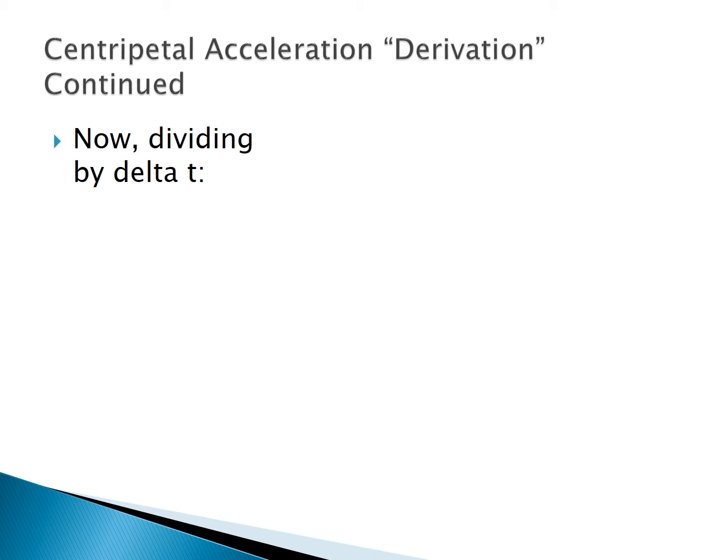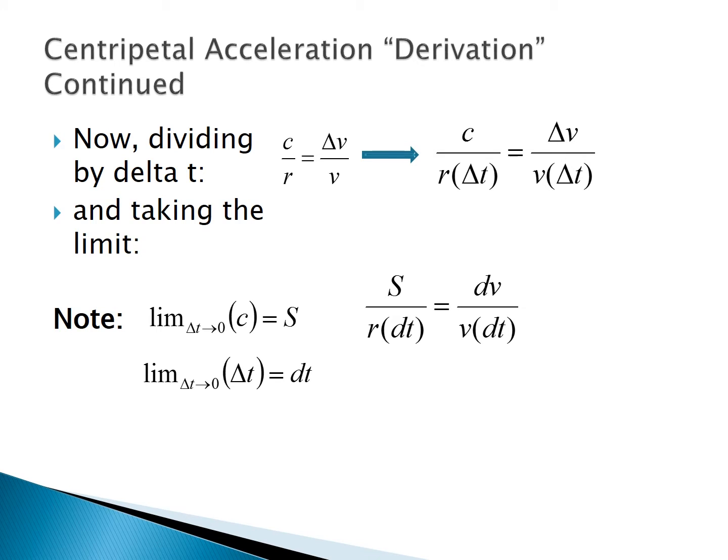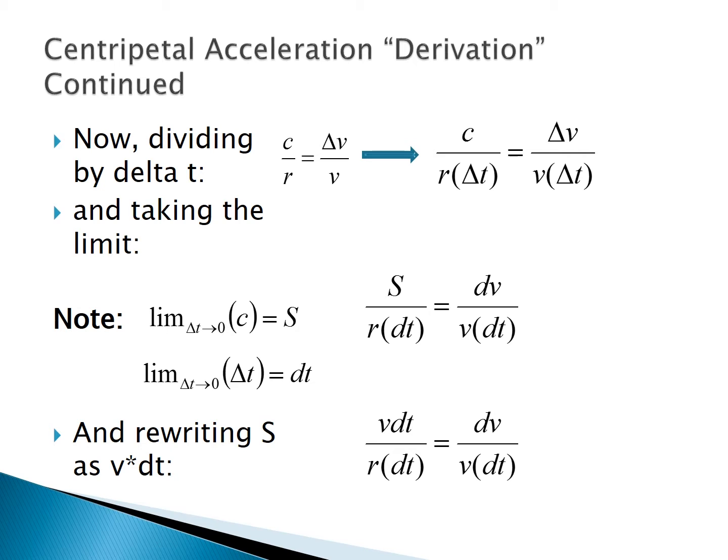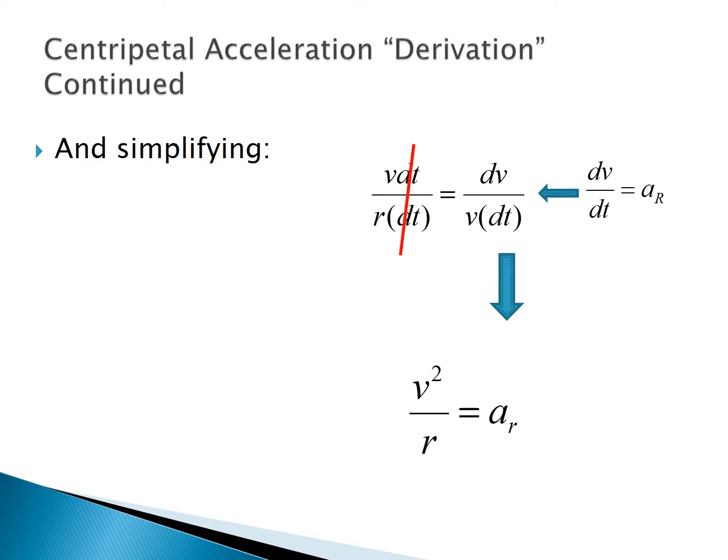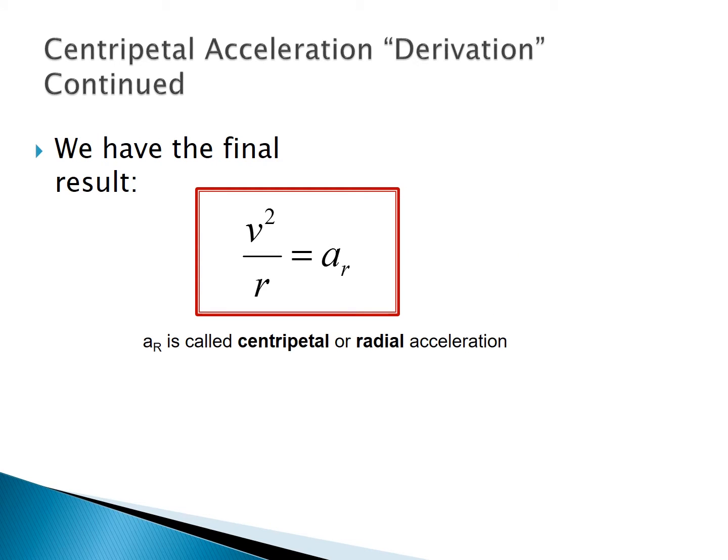We're going to divide everything by delta t. We're going to take the limit as delta t tends towards 0. So we already know that chord length is going to approximate arc length. And we know that delta t, if we let it tend towards 0, becomes this small differential quantity, just a tiny change in time, which is called dt. And so this gives us the equation shown on the right. And now we can rewrite the arc length as speed times change in time. And so we rewrite arc length as v dt, and then we're going to simplify.